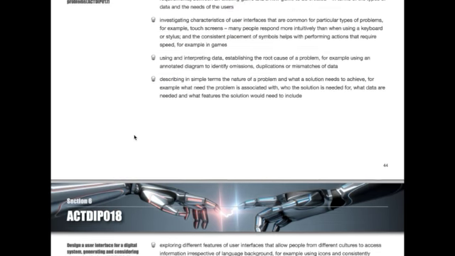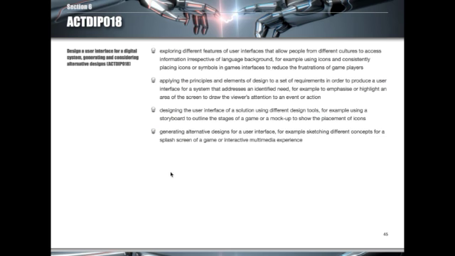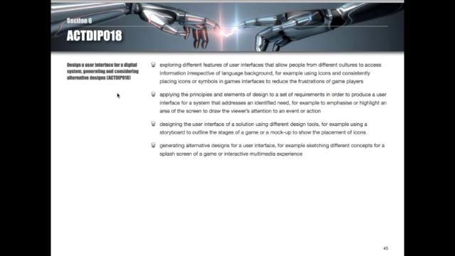Okay, so there's lots of different examples there of different learning outcomes. The key thing to remember is that the STEM part, the actual learning outcome, here the example is design a user interface for a digital system, generating and considering alternative designs. That's the learning outcome that needs to be achieved. The elaboration points are examples of how that can be achieved. You don't need to do all of the elaboration points, and indeed you don't need to do any of them if you come up with your own way of achieving the actual learning outcome. But these are examples to assist you in understanding what's involved with achieving that learning outcome.